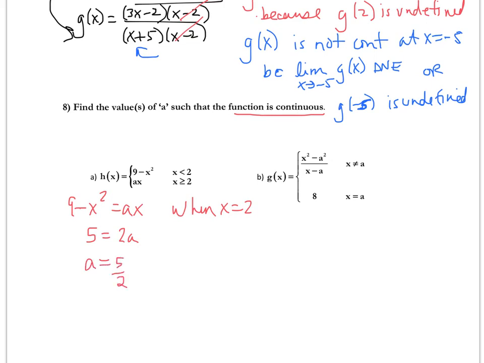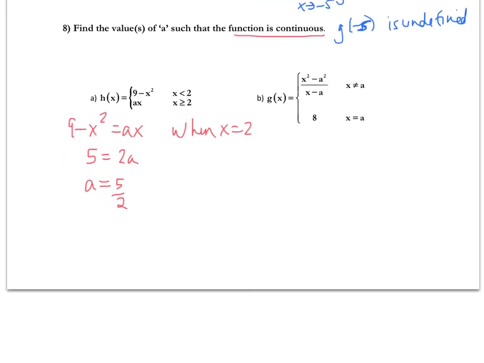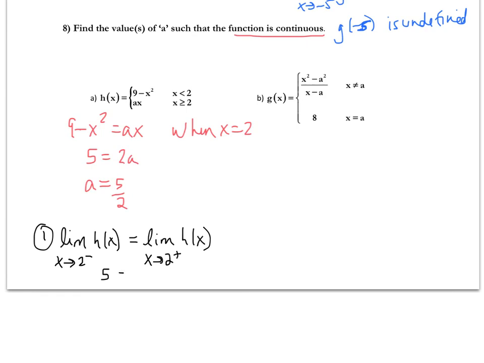Now from here, we're going to walk through the proof just to verify that we are in fact continuous. So part 1, the limit as x approaches 2 from the left of h of x, if we plug in 5/2, we will get the limit as x approaches 2 from the right. If we plug 5/2 into each of those, from the left we end up getting 5, and from the right we end up getting 5.